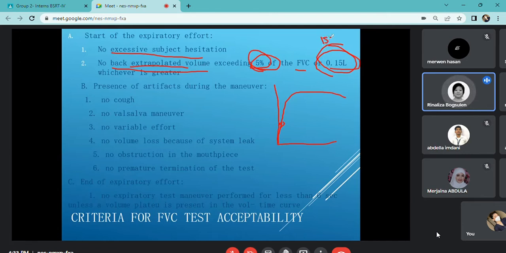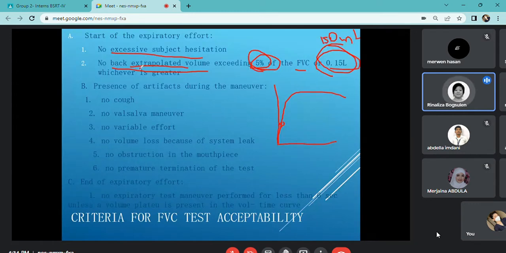So if the value of your back extrapolated volume is more than 150, ibig sabihin nun, you should not accept the test. Kasi it did not fulfill already your expiratory effort, which is supposed to be forceful and fast. So nag-hesitate si pasyente because what is your proof? Your back extrapolated volume is too high.